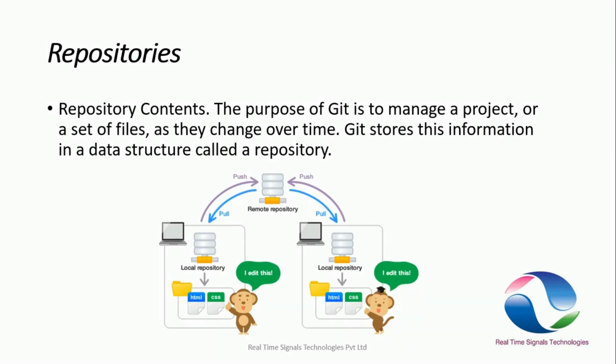The purpose of Git is to manage a project or a set of files as they change over time. Git stores this information in a data structure called a repository. A Git repository contains, among other things, the following: a set of commit objects, and a set of references to commit objects called heads. The Git repository is stored in the same directory as the project itself in a subdirectory called .git.